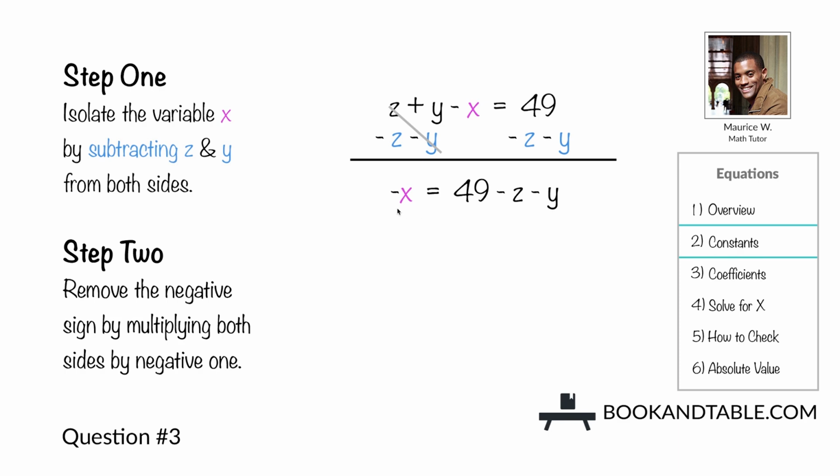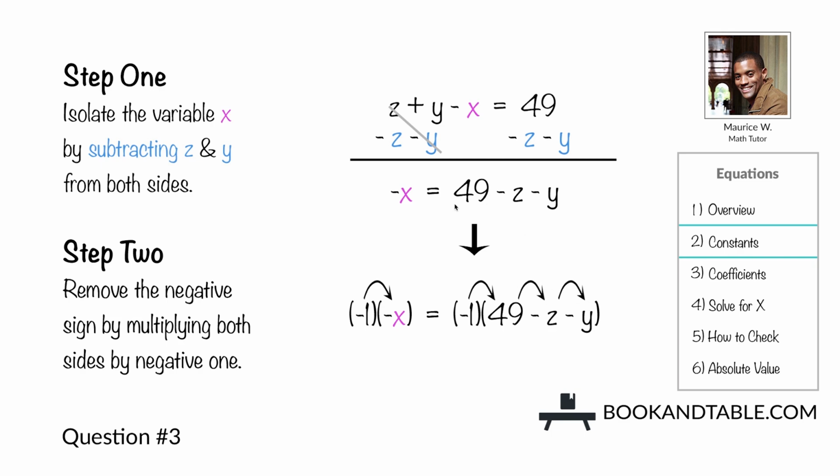And now step 2, remove the negative sign by multiplying both sides by negative 1. When you do that, negative 1 times negative x is going to give us positive x. Place this expression, since it has multiple terms, inside parentheses so that it's easier to remember that you have to distribute this negative 1 to each term inside of the parentheses. The negative 1 has to be applied to the entire expression.